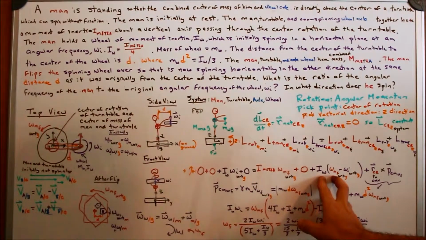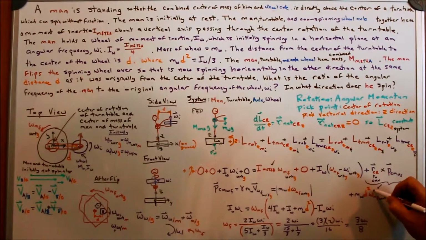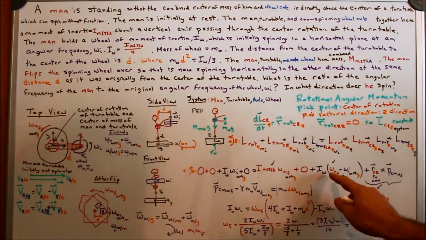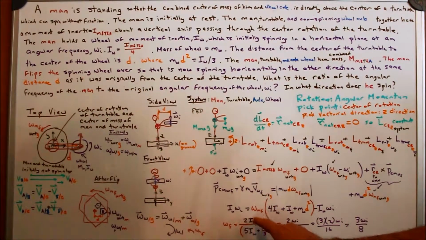This is plus 1 of these, and then I have this term right here, which is the mass of the wheel times d squared from here. So I've now captured this term and this term, and I got this one. I didn't capture this one, which is minus I omega, the I of the wheel times the initial angular frequency of the wheel. So now this is my entire equation. I can bring this over to get 2 of them, and then divide by this quantity to solve for the omega final of the man.